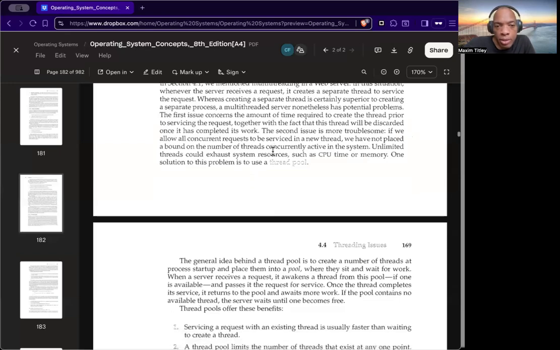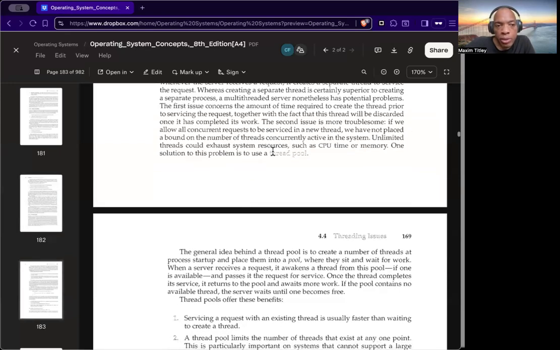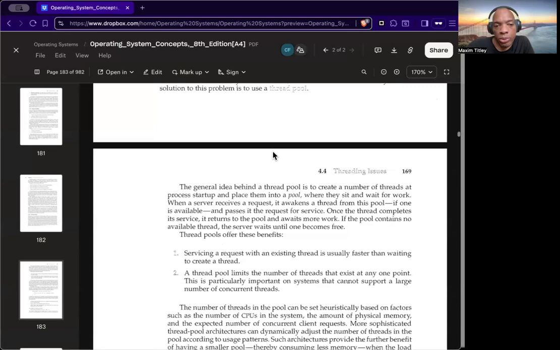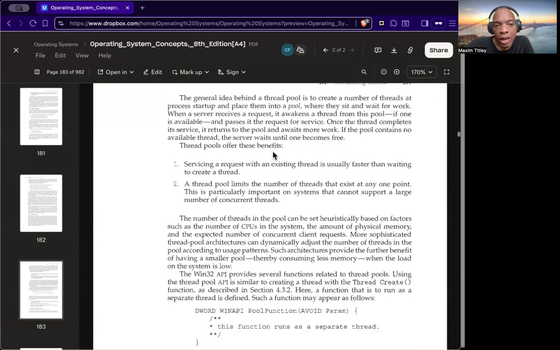In this particular case, we use a thread pool to manage a large or significant number of threads that will run concurrently in a given system. All right, and that's what thread pools do. So the idea behind it is to create a number of threads at process startup, place them into a pool where they sit and wait for work. Kind of like that producer consumer thing that I showed you the other day, where you have one process that dishes out tasks to the remainder, right? But that's what the thread pool does. It collects these threads together for the surrounding process.